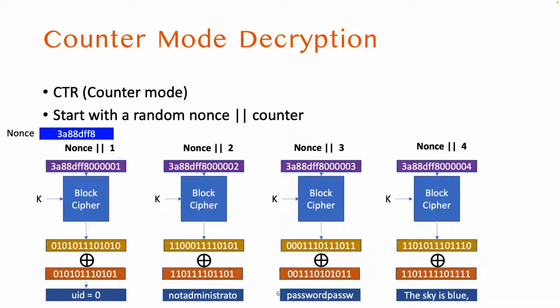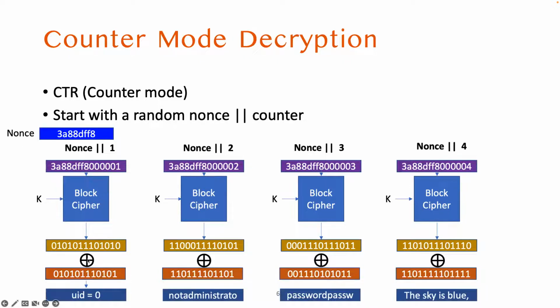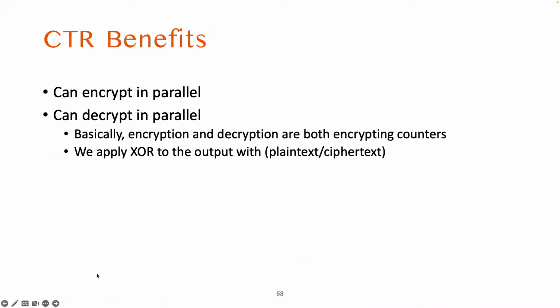So the important point here is that we don't use a decryption function at all. Encryption and decryption logic are exactly the same, but the only difference is that in encryption, we apply XOR to plain text, and in decryption, we apply XOR to ciphertext. That's the only different part. Then the benefit of CTR counter mode is that we can encrypt in parallel and decrypt in parallel, because there's no dependency at all.